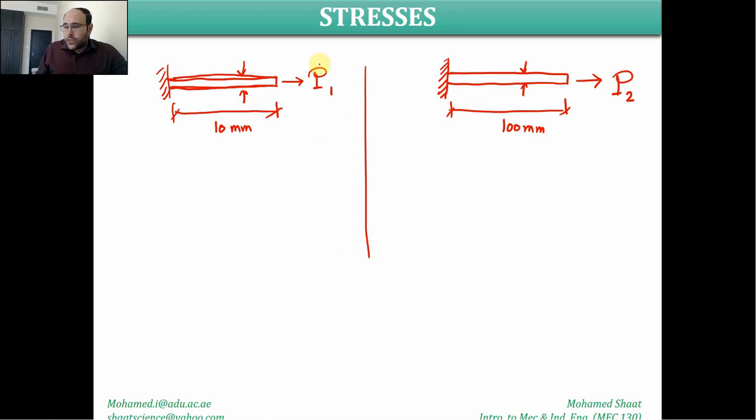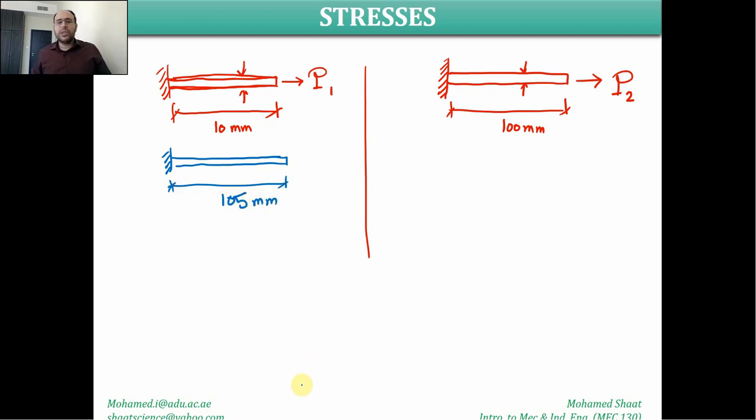Because of this force, the force should do something to this bar, right? So this first bar is elongated and it attains a new length that should be longer, definitely. This new length became 15 millimeters, because this was 10. So it means that it has been elongated just 5 millimeters.